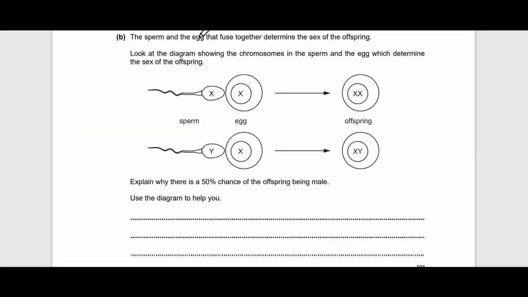Next, question 8b. The sperm and the egg that fuse together determine the sex of the offspring. Look at the diagram showing the chromosomes in the sperm and the egg, which determine the sex of the offspring. Sperm X and Y, egg X and X. Offspring XX and XY. Explain why there is a 50% chance of the offspring being male. Use the diagram to help you.